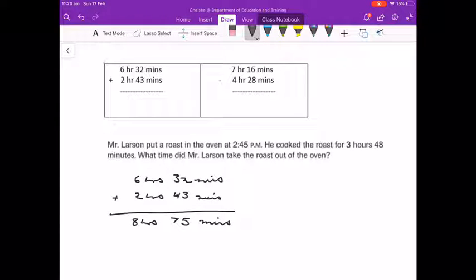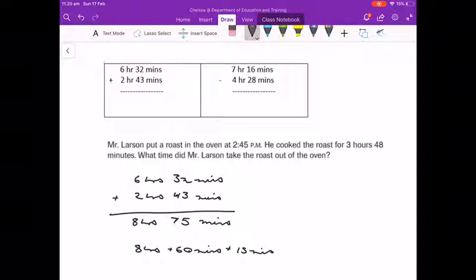Now within that 8 hours and 75 minutes, we know that we actually have 8 hours plus 60 minutes plus 15 minutes, because 60 plus 15 equals the 75. So that answer would actually be 9 hours and 15 minutes.